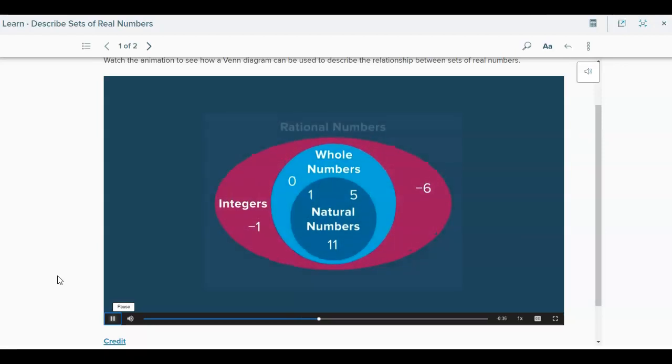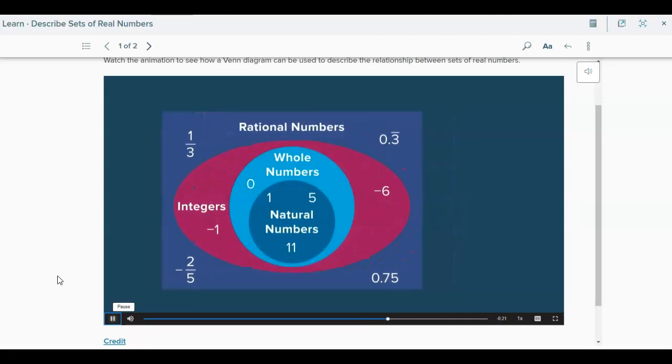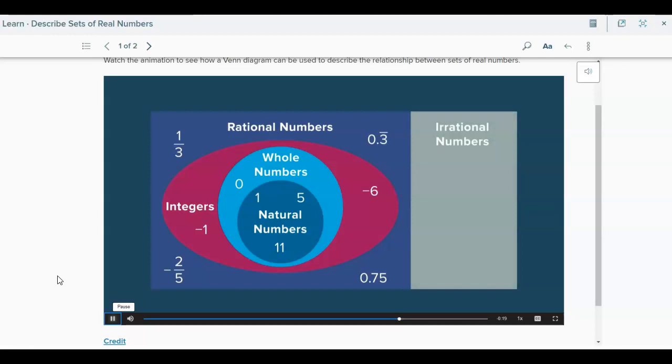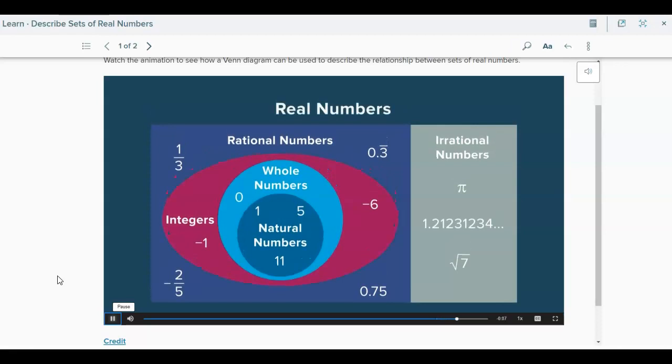Integers are a subset of rational numbers. A rational number is any number that can be written as the ratio of two integers where the denominator is not zero. All integers are rational numbers. An irrational number is any number that cannot be written as the ratio of two integers where the denominator is not zero. Rational numbers and irrational numbers are subsets of real numbers. All rational numbers are real numbers, and all irrational numbers are real numbers.